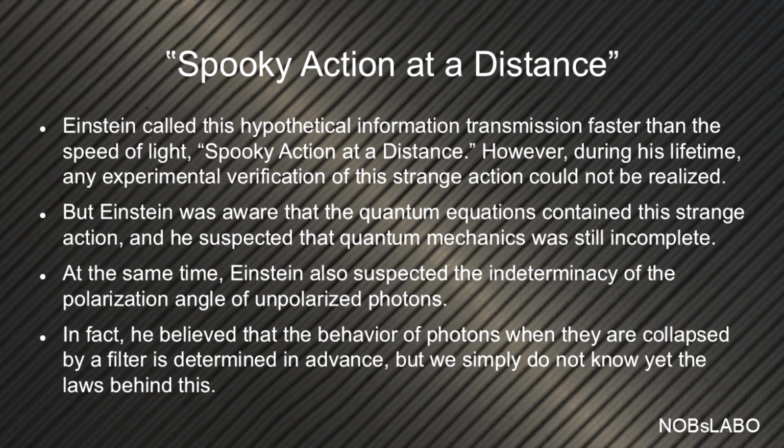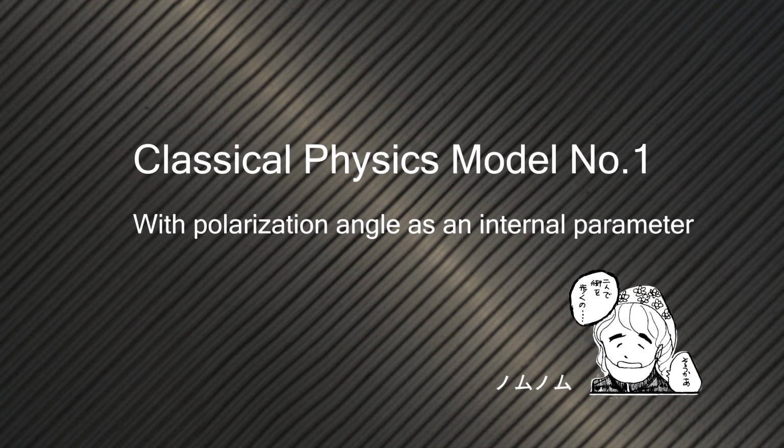However, during his lifetime, any experimental verification of this strange action could not be realized. But Einstein was aware that the quantum equations contained this strange action, and he suspected that quantum mechanics was still incomplete. At the same time, Einstein also suspected the indeterminacy of the polarization angle of unpolarized photons. In fact, he believed that the behavior of photons when they are collapsed by a filter is determined in advance, but we simply do not know yet the laws behind this.